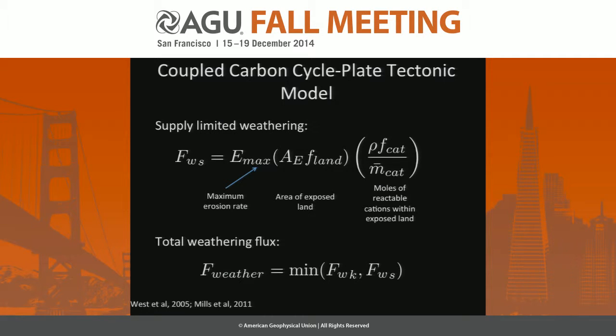And I can write out an equation for this limit, this upper bound, the supply limit, like I've done here. It's a product of a maximum erosion rate, so it's sort of an upper bound for erosion that the planet can achieve, the area of exposed land, and then the moles of reactable cations, magnesium and calcium, within this land that's getting exposed and fluxed to the surface via erosion. So if you combine these two things together, the kinetically limited weathering, sort of the normal weathering, and the supply limit, you get the total weathering flux, which is just the minimum of those two.